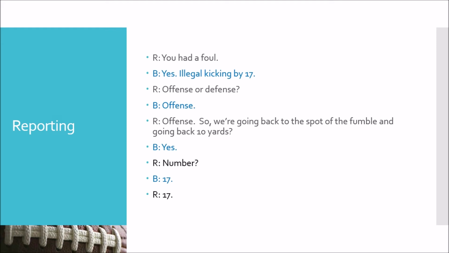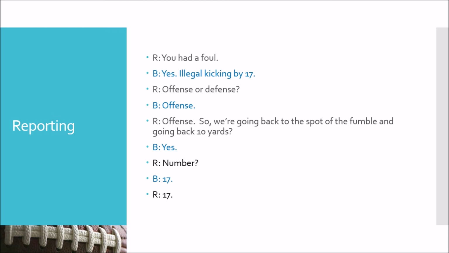Okay. So that means we're going back to the spot of the fumble and going 10 yards from there, just for the referee to get a handle on this. The back judge confirms, and then again the referee asks for the number. We got the number earlier, but I think most referees would like the number at the very end, because after getting it initially, now the referee has to ask offense, defense, and think about the enforcement spot and all that interesting stuff, so the number just goes out the window. So then we have to ask about it again at the end.